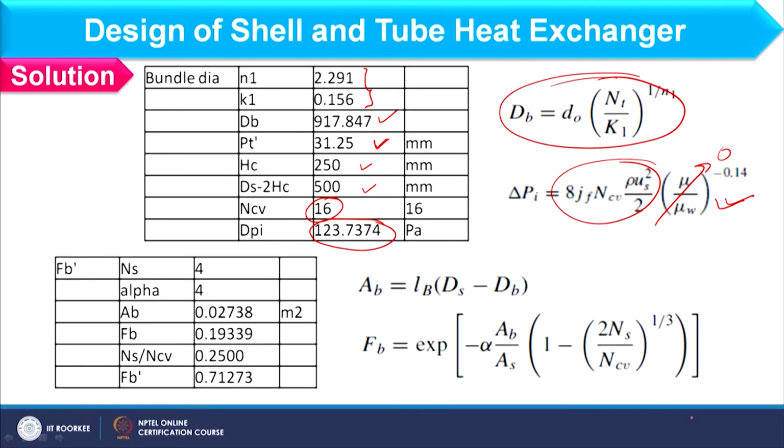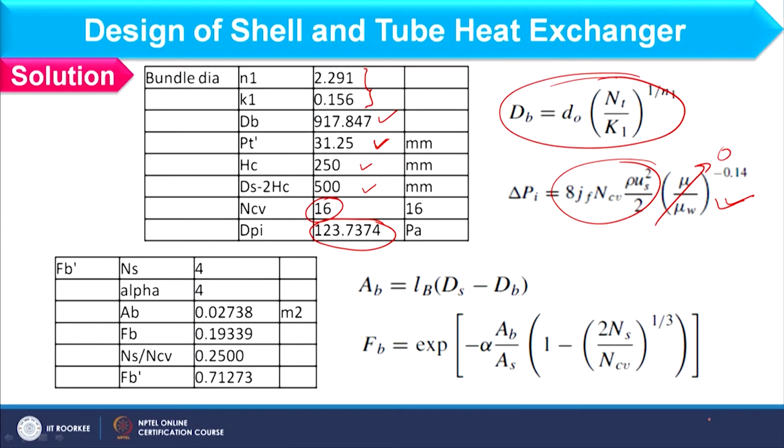And now, we will further calculate bypass correction factor as well as leakage correction factor. So, let us start with bypass correction factor. Now, in this problem, number of sealing strips are already fixed, which is equal to 4, right. And you have this expression of FB where alpha value is equal to 4 also, because it is in the turbulent zone. So, AB you can obtain from this, because you already know DS, DB and LB.